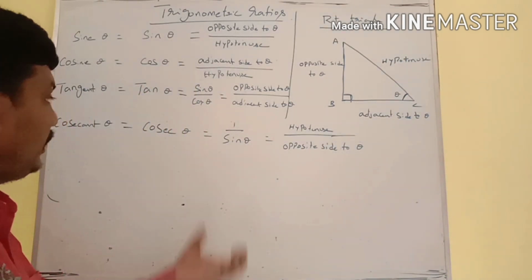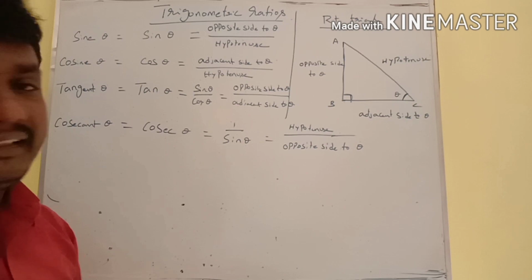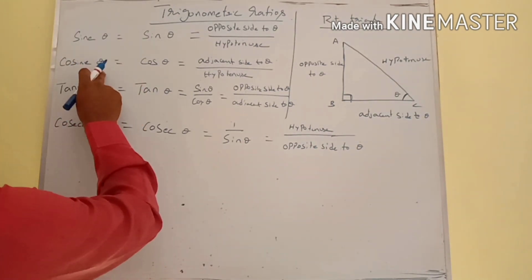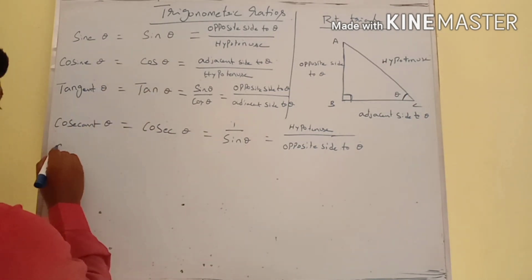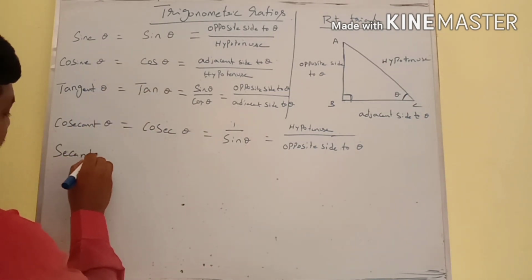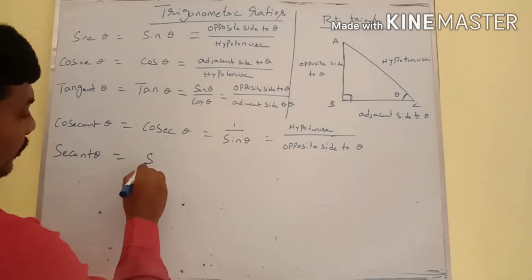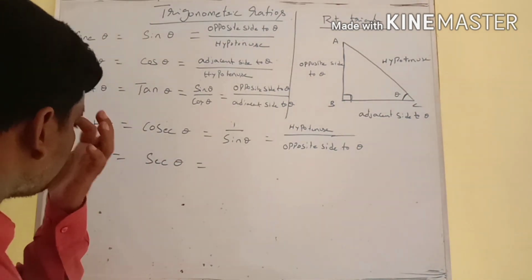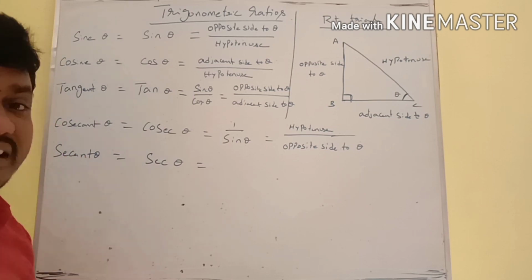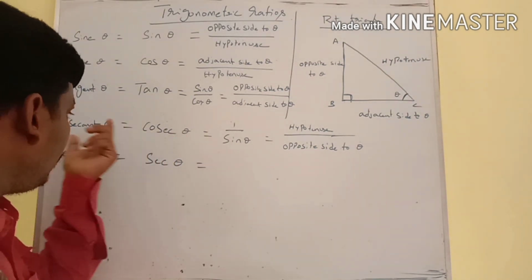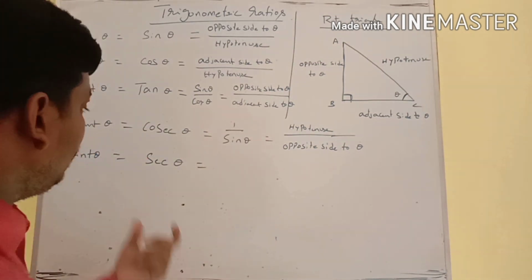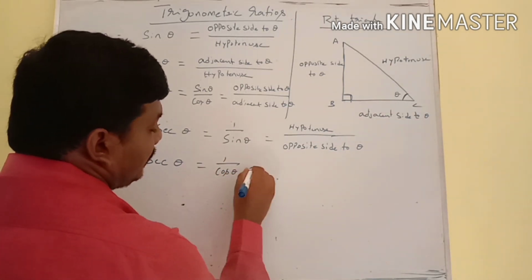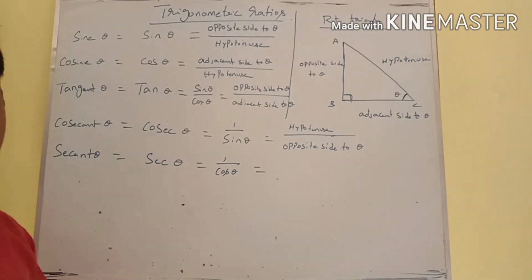Opposite side to theta. This is called cosecant theta. Now, what is the reciprocal of cos theta? That is secant theta, abbreviated as sec theta. We can write sec theta and call it secant theta, and write cosec theta and call it cosecant theta. Sec theta can be written as 1 by cos theta, the reciprocal of cos.